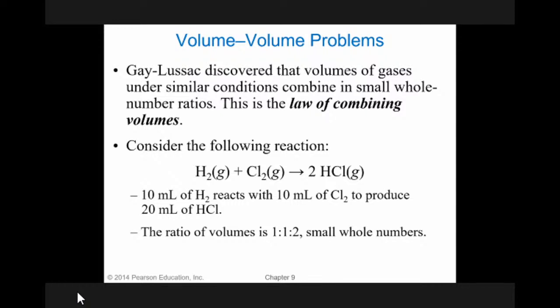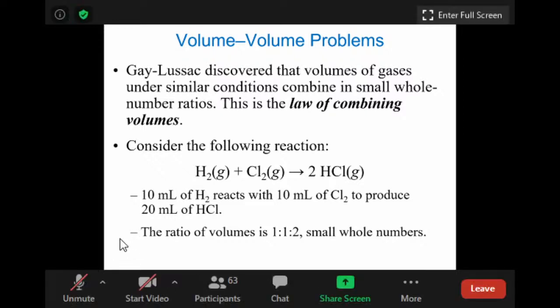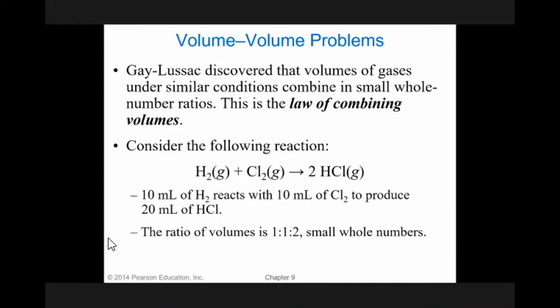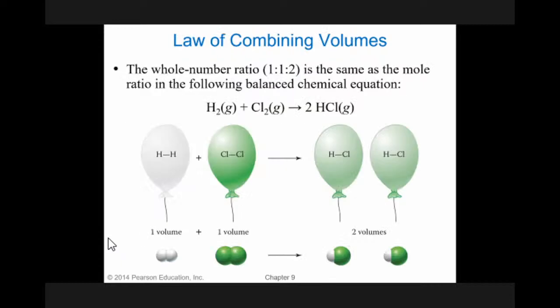All right. So here we need a balanced equation. In every case, a balanced equation. 10 mL of H2 reacts with 10 mL of Cl2 to produce 20 mL of HCl. The ratio of volumes is 1:1:2, small whole numbers. A lot of combining volume. You go home and get some balloons and play with them. The whole number ratio 1:1:2 is the same as the mole ratio in the following balanced chemical equation.